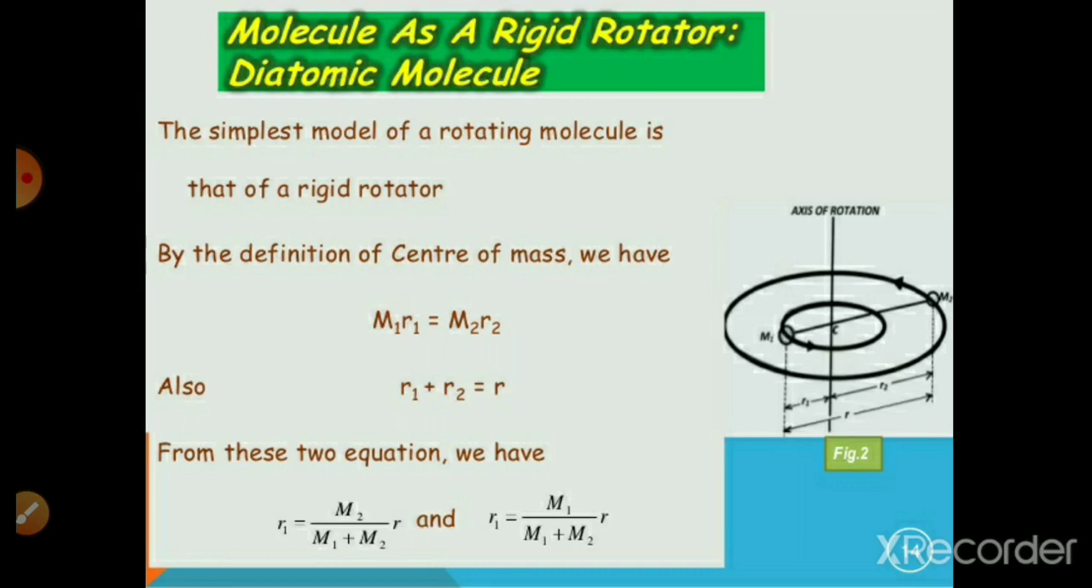By defining the center of mass, we have m1 r1 is equal to m2 r2. So r1 plus r2 is equal to r. From those equations, we get r1 is equal to m2 by m1 plus m2 times r, and r2 is equal to m1 by m1 plus m2 times r.